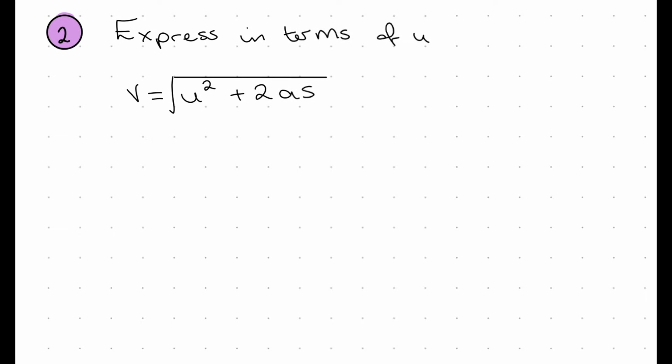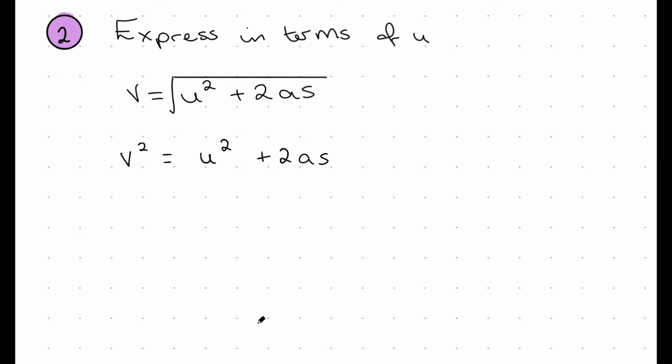In question 2 here, we're being asked to express the equation in terms of u. So again, we're looking at undoing the process until we get u on its own. So here, the first step, I want to get rid of the square root, and to undo it, I'm going to need to square both sides. So that will leave me with v squared is equal to u squared plus 2as.